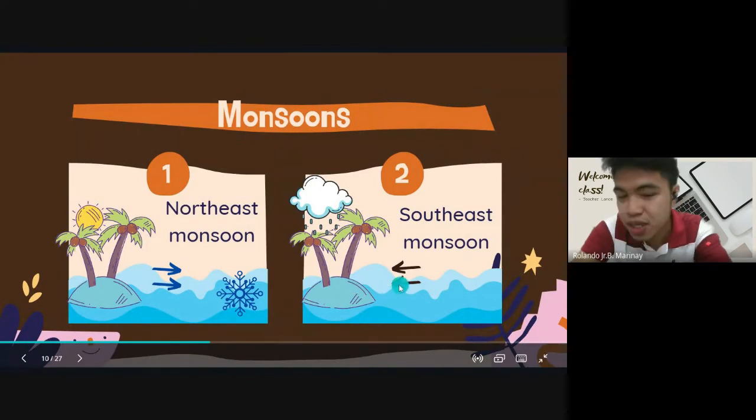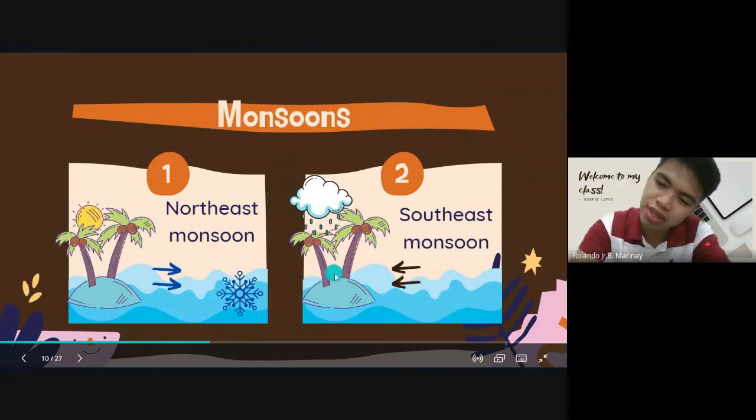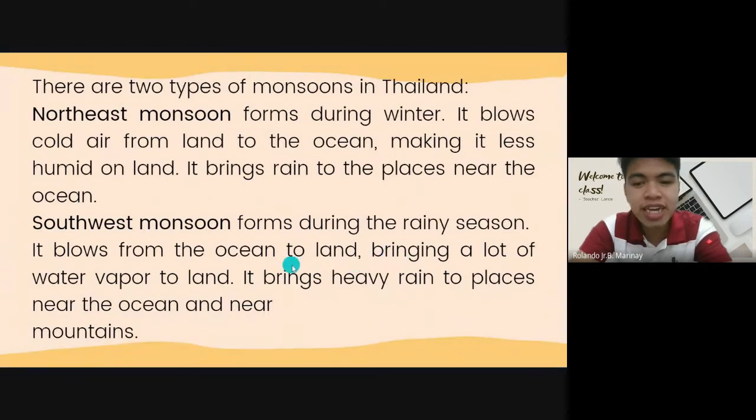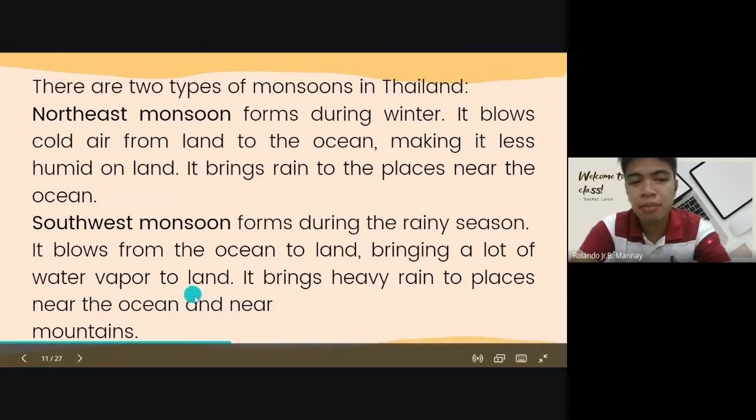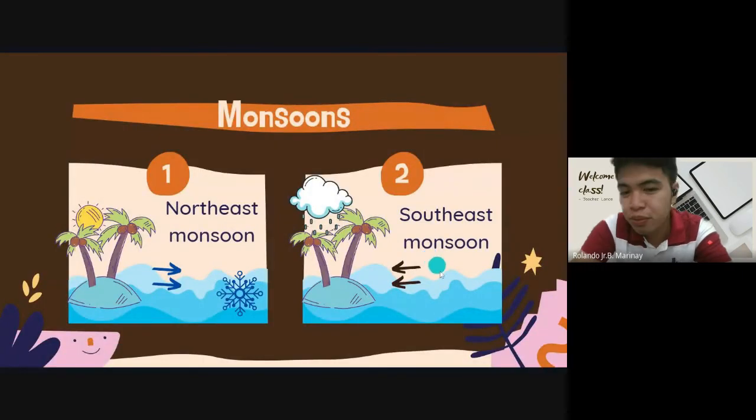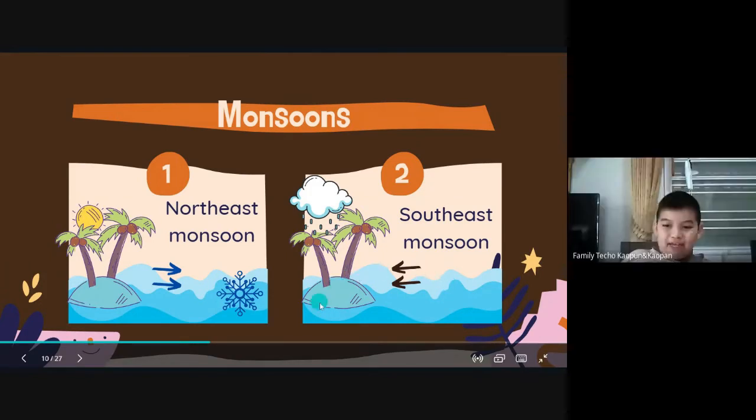That's why you can see the arrows. It goes from the ocean to the land, bringing a lot of water vapor to land. It brings heavy rain to places near the ocean and near mountains. Okay, southeast monsoon, kids. The wind moves from the ocean or from the sea to the land.